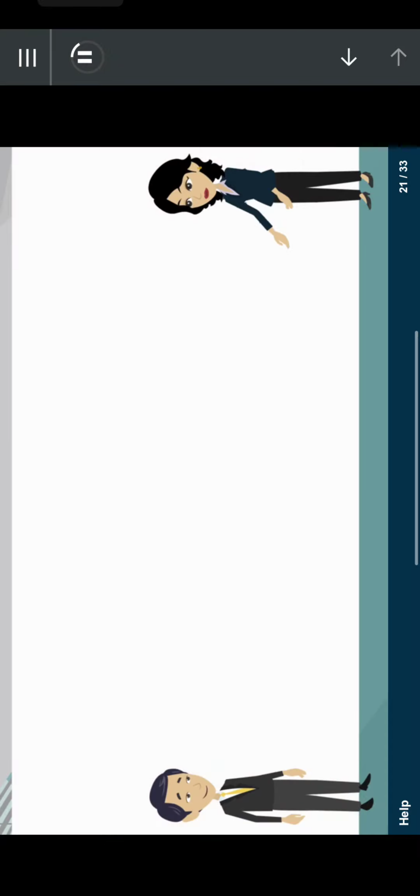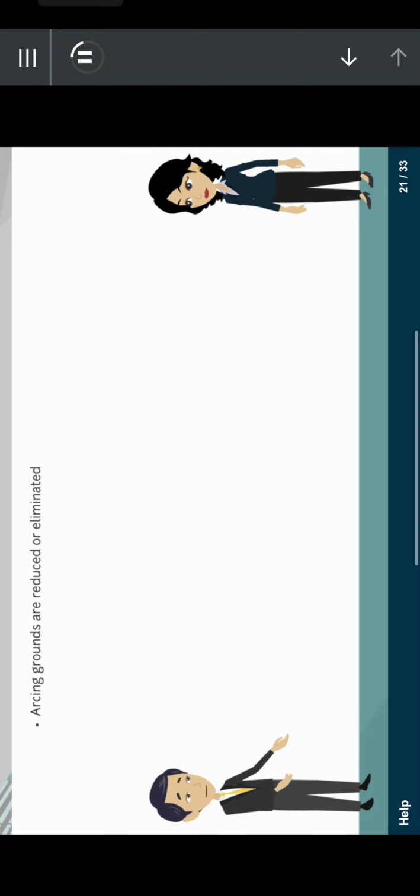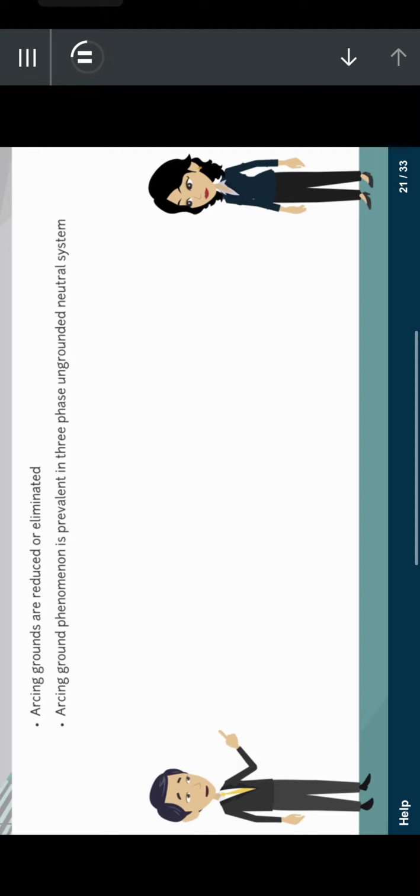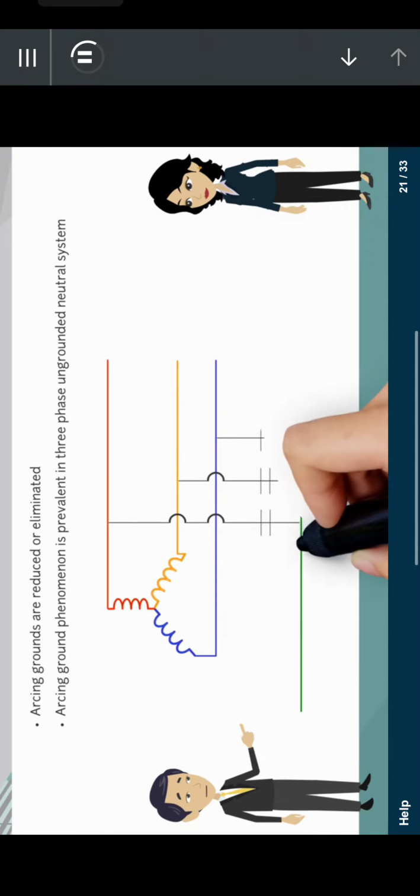Okay, so Mayank, one of the major advantages of neutral earthing is that arcing grounds are reduced. Yes, absolutely. Could you explain to us how? Sure. First you need to know that the arcing ground phenomenon is prevalent in a three-phase ungrounded neutral system. Okay, so an ungrounded system is where the neutral is not connected to earth. Right, and that's why the neutral is said to be isolated in an ungrounded system.